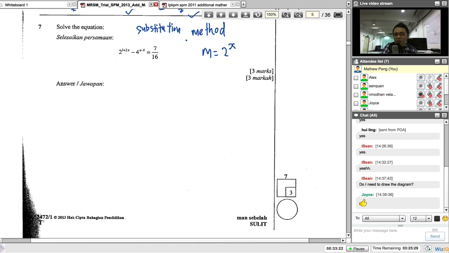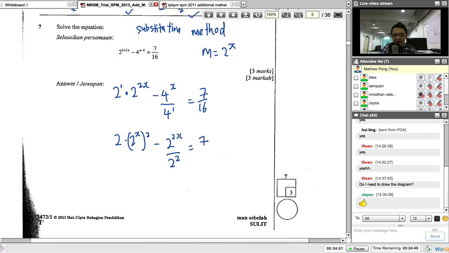Alright, before I substitute, of course I have to simplify this one. This is 2 power of 1, right? So it's 2 power of 1 multiply 2 power of 2x minus 4 power of x divided by 4 power of 1 because it's minus, right? Equals 7/16. So this one is just 2 power of 2x squared. It's the same thing, okay? 2 power of 2x or 2 power of x2 is the same thing because they are multiplied. Alright, this one will be minus 2 power of 2x over 2 power of 2 equals 7/16.